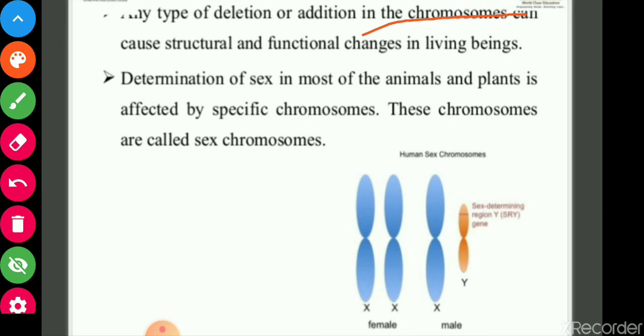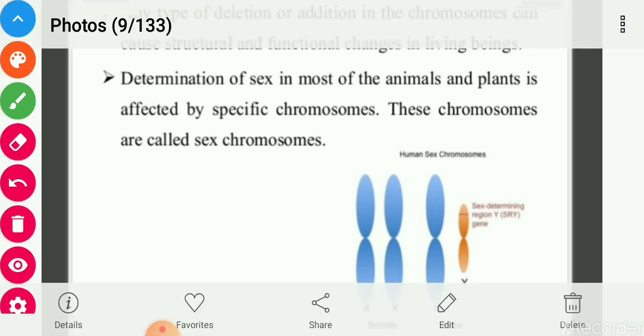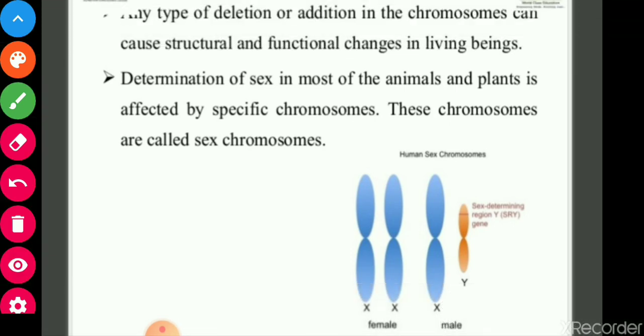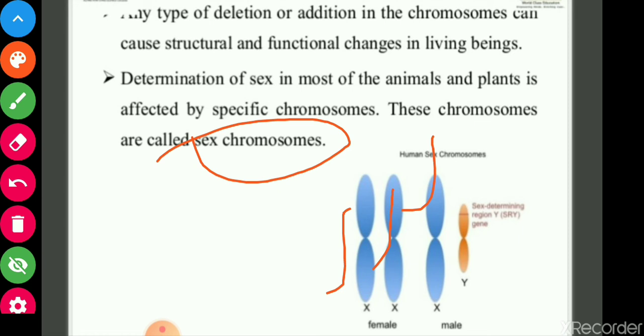Determination of sex in most animals and plants is affected by specific chromosomes. These chromosomes are called sex chromosomes. So there are two types of chromosomes, sex chromosomes and autosomes. The sex chromosomes are responsible for determination of the sex. See here, female is XX, and male has two types of sex chromosome, X and Y. This is the male combination, this is the female combination.